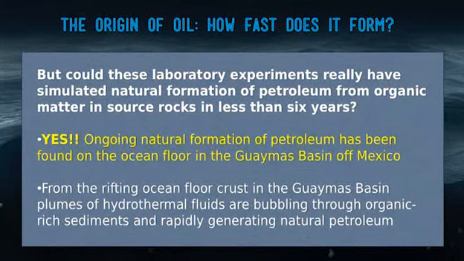But could these laboratory experiments really have simulated natural formation of petroleum from organic matter in source rocks in less than 6 years? Yes. We have it happening before our very eyes naturally off the coast of Mexico in the Guaymas Basin in the Gulf of California, where the ocean floor is rifted, there's cracks in the ocean floor, hot water is bubbling up, hydrothermal fluids, through organic rich sediments, and it's rapidly producing natural petroleum. We've gone down there and sampled it.